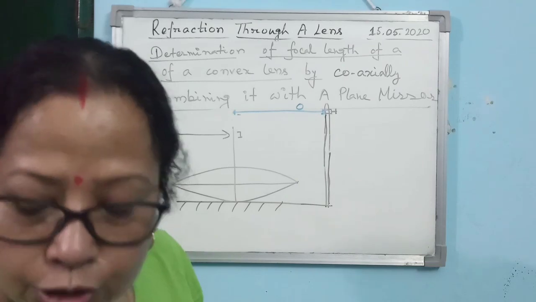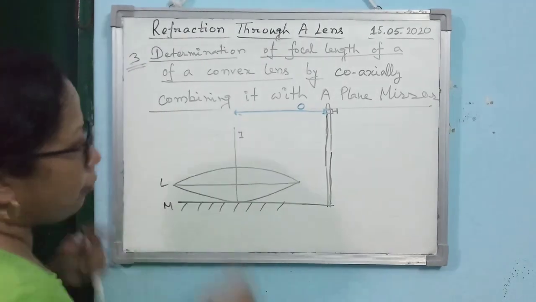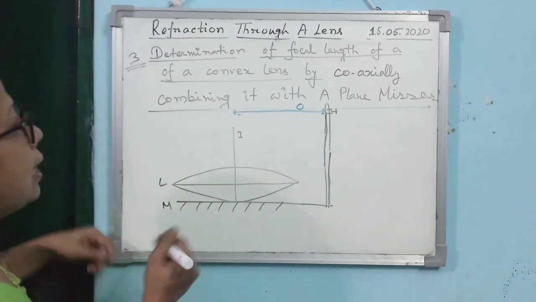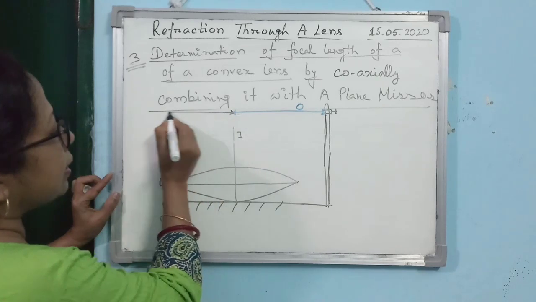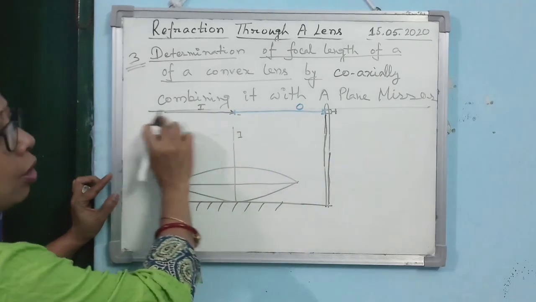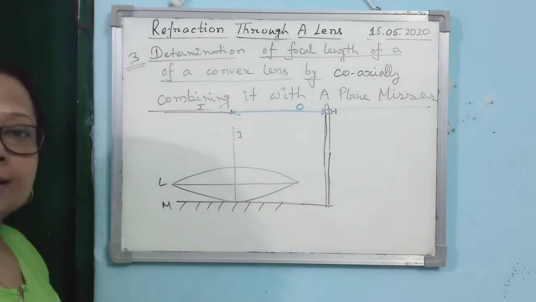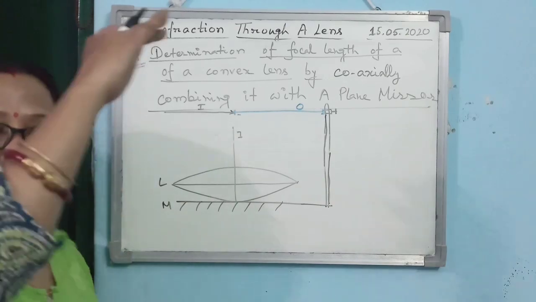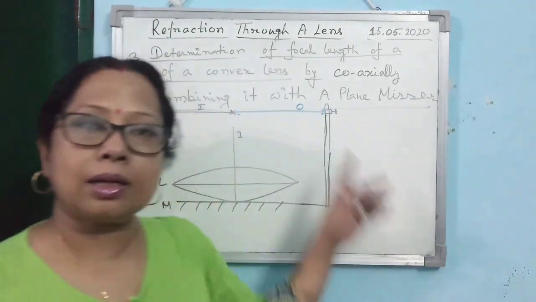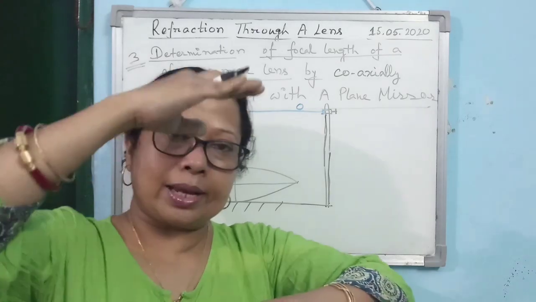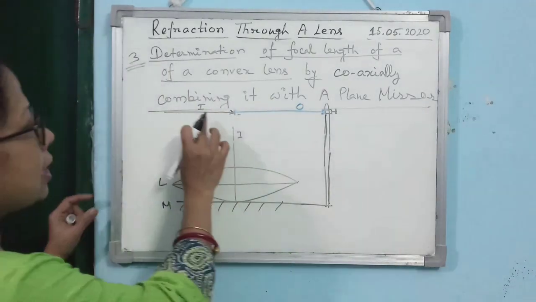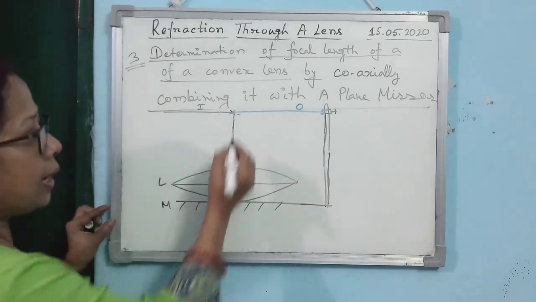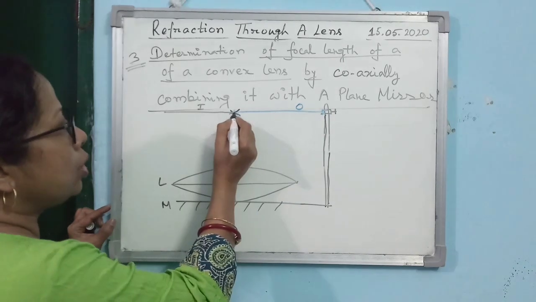Clear? Then what do you have to do? You have to shift the object, meaning the needle, up and down until you get the image at the same level as the object. Till you get this condition, you have to adjust the position of the needle or the object. Either you take it down or take it up until both the object and image are seen at the same horizontal line. Is that clear?